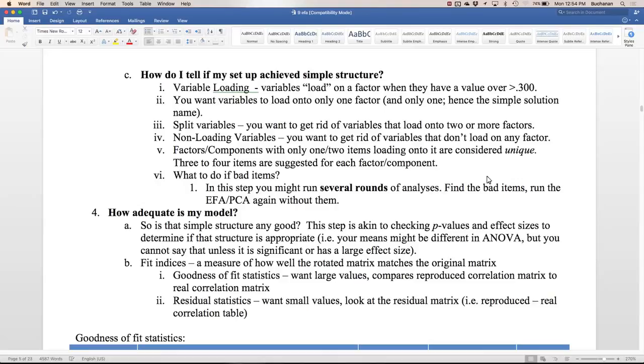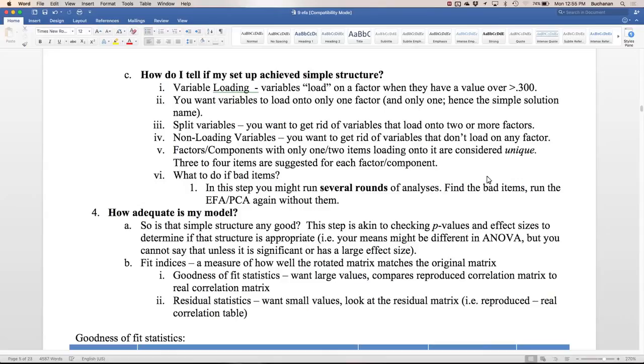Again, this is simple structure, so I want questions to load on one and only one. So we don't usually allow them to do what's called split loading. Or they load on multiple factors. If I want to say this question is this factor and this question is this factor, it can't load on both. So that would be a split variable. Or non-loading ones, those are your bad questions where they don't really match anything. So you just cut them out. So we want variables to load on one and only one and take out the ones that load across more than one or not at all.